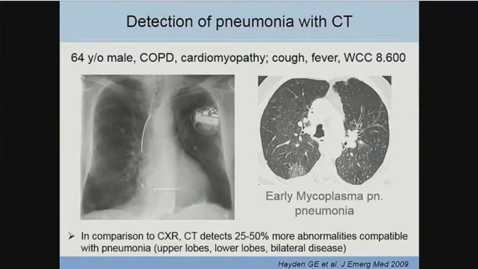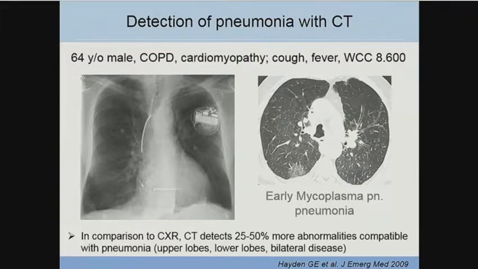So here is a case of a 64-year-old male with COPD. The patient has cardiomyopathy, presents with cough and fever, and a slightly elevated white cell count. The chest X-ray itself demonstrates findings that are in keeping with the COPD. The patient has also chronic heart failure, has a pacemaker, but we don't see anything that is in keeping with a pneumonic infiltrate. This is the CT scan in the same patient, shows airway wall thickening, but an area of increased density here in the right lung, and that actually turned out to be an early Mycoplasma pneumonia.